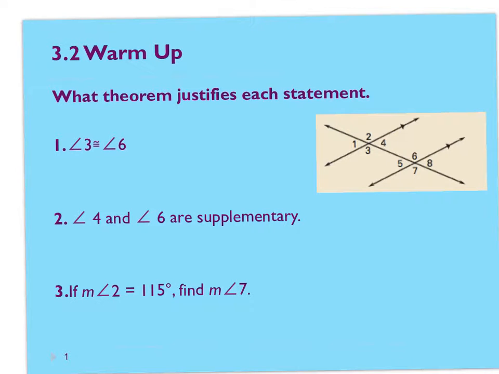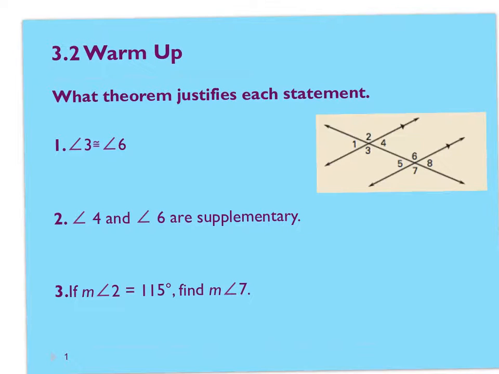All right, so 3-2, we talked about the special angles when two parallel lines are cut by a transversal. Alternate interior angles are what? And if the lines are parallel, what's true about their measures? Congruent. Alternate exterior: congruent. Same side interior: supplementary. And corresponding: congruent. Okay?